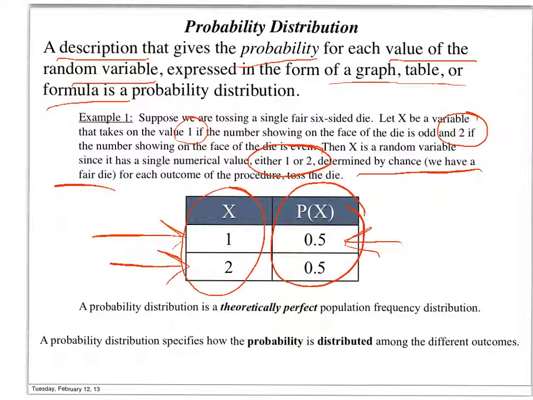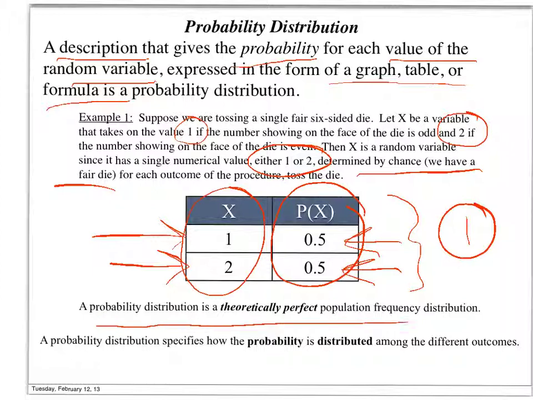And the probability that x is equal to 2 is 0.5, because exactly 1/2, 0.5, of the numbers on the die are even. And so we see that the total probability here is 1, which is consistent with what we've studied before about probabilities. And so we see that what we have is a theoretically perfect population frequency distribution.